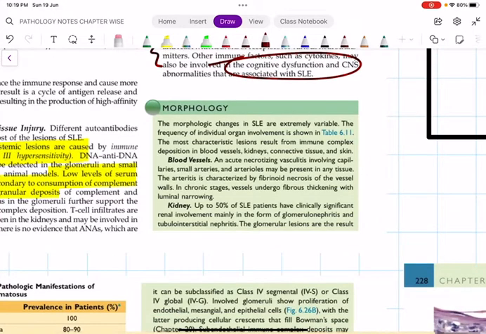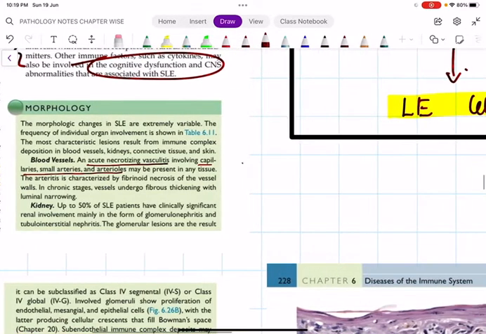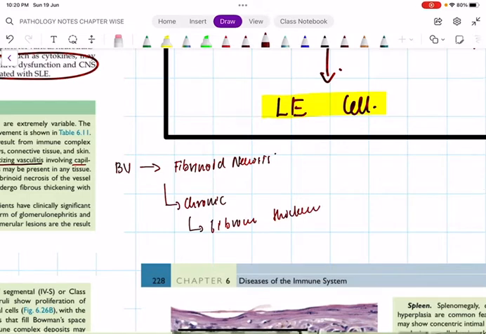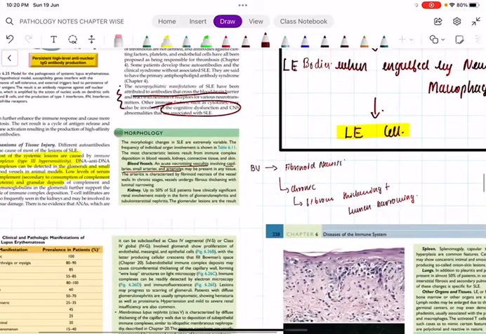First, let us discuss the blood vessel changes. Remember, in blood vessel changes, there will be acute necrotizing vasculitis. All the small arteries, mainly the capillaries, small arteries and arterioles, will be affected. And in blood vessels, there will be fibrinoid necrosis. You already know what fibrinoid necrosis is from chapter 1. In chronic stages, what will happen? There will be fibrous thickening along with lumen narrowing.